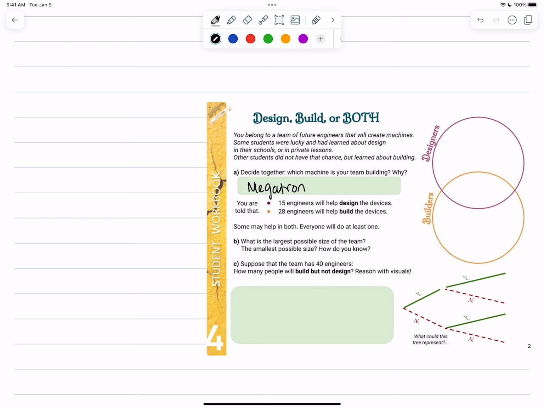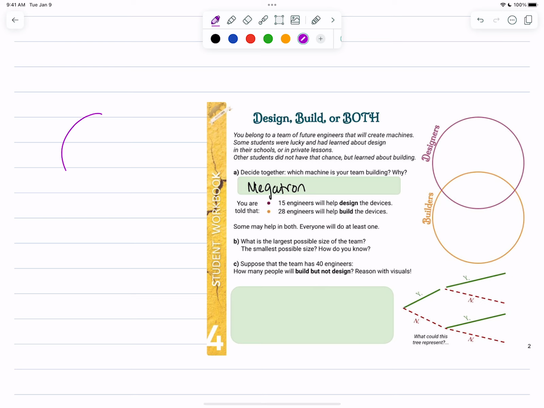And then in part B, you start talking about the actual numbers, right? So we've got 15 engineers who design and 20 engineers who build. Now, what is the largest possible size of the team? What's the smallest size? It's not immediately obvious, but with these sorts of sets, it's really easy to start coming up with some visuals to help understanding.